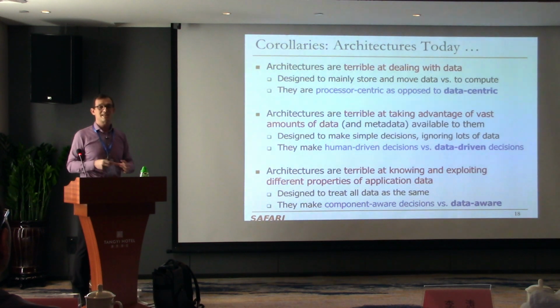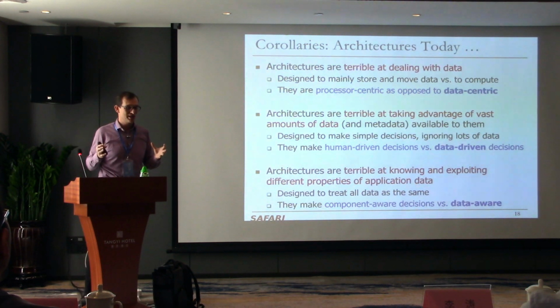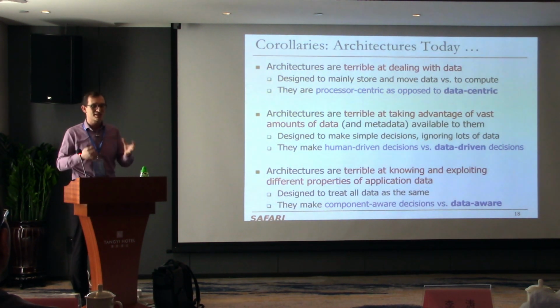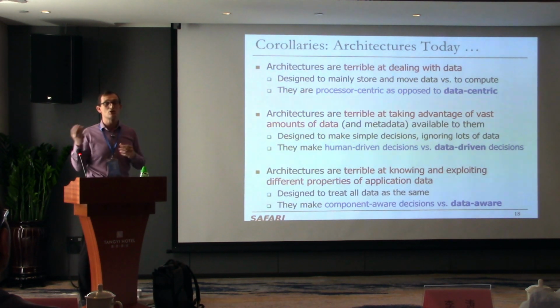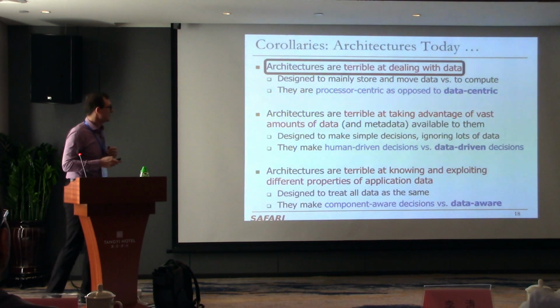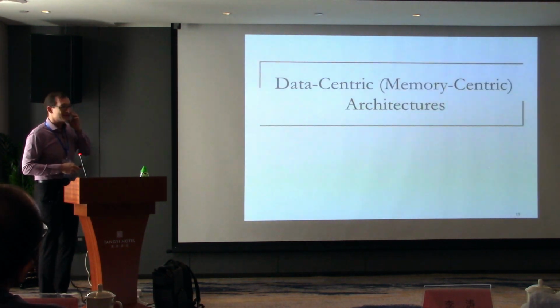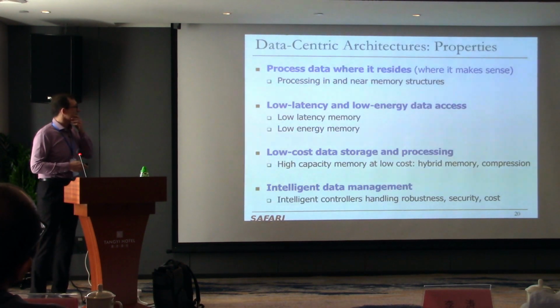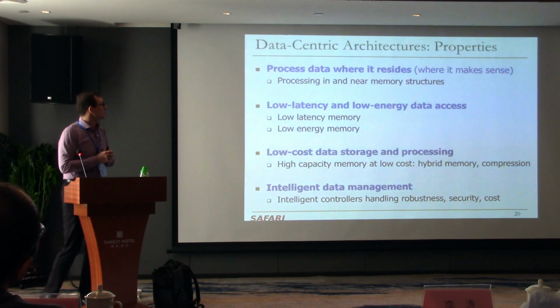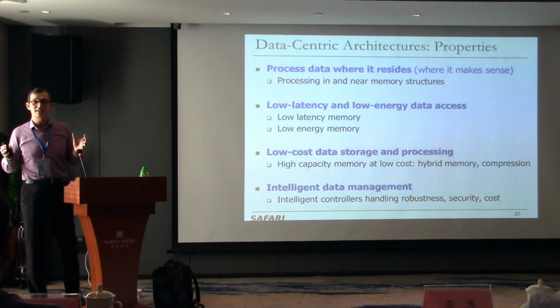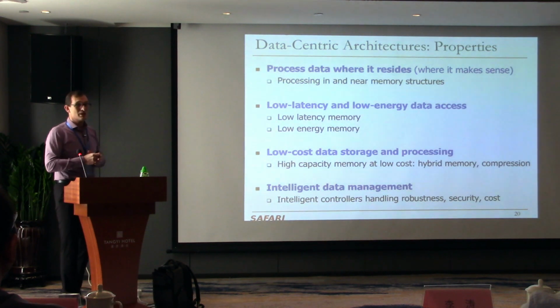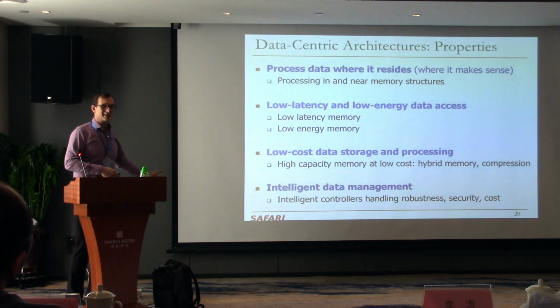For example, when I design a cache, the cache really makes decisions by itself because it doesn't know the properties of different data. Okay, so we're going to start with the first one over here, which is really data-centric or memory-centric architectures. So the question is, of course, if you want to design a data-centric architecture where data is the first-class citizen, what do we need? I believe there are at least 4 properties.